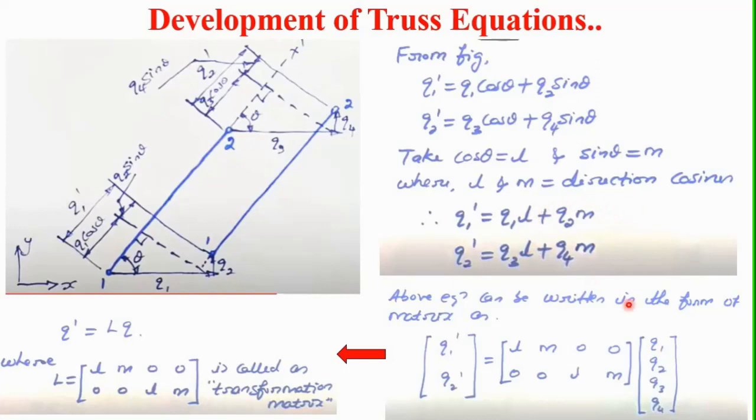Now this displacement matrix q1 dash and q2 dash is q dash, this is assumed as capital L and this is assumed as q. So we can see q dash is equal to L into q, the generalized equation, where L is the matrix l, m, 0, 0 in the first row and 0, 0, l, m in the second. This L matrix is called the transformation matrix.